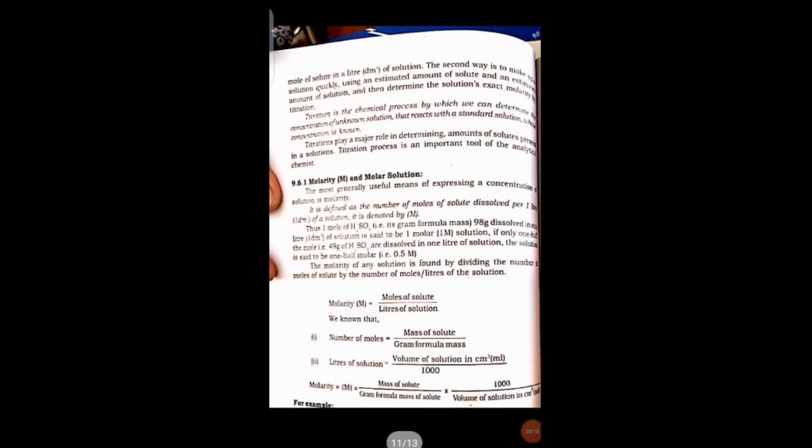Now we will talk about the molarity. You already know about the molarity, as we studied this topic in the previous chapter. It is defined as the number of moles of solute dissolved in 1 liter of solution. It is denoted by M. The formula is molarity is equal to moles of solute upon liter of solution. Now we will talk about what is a standard solution. The standard solution is the solution whose molarity or strength is known.